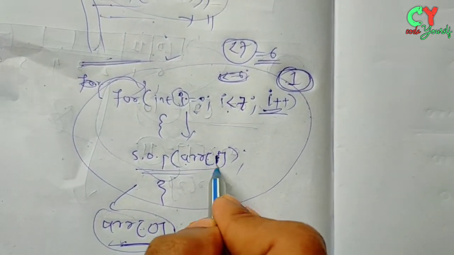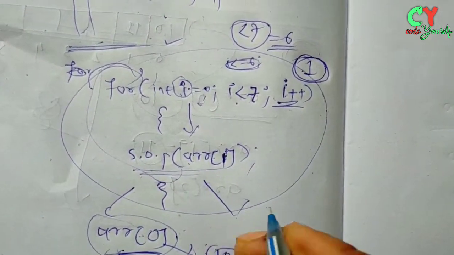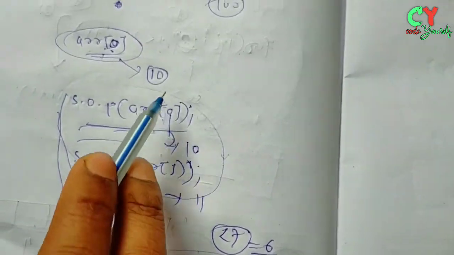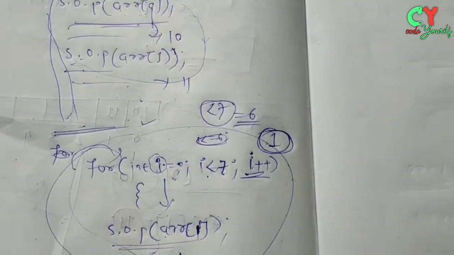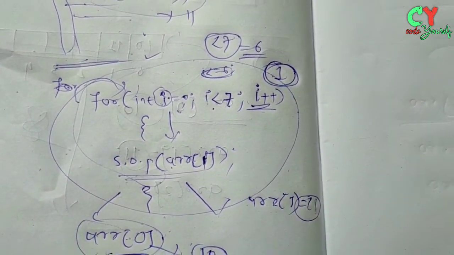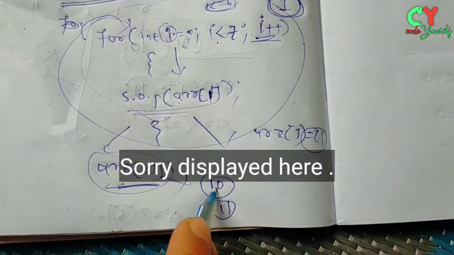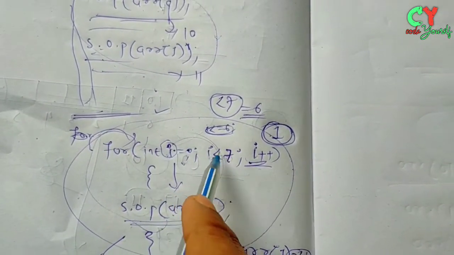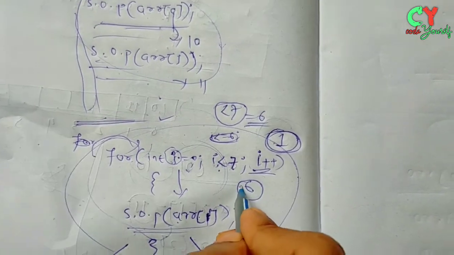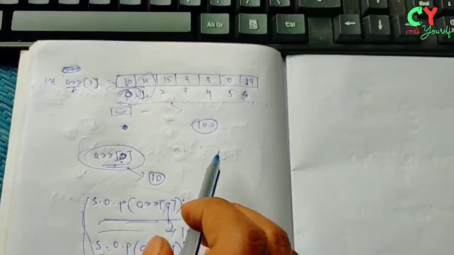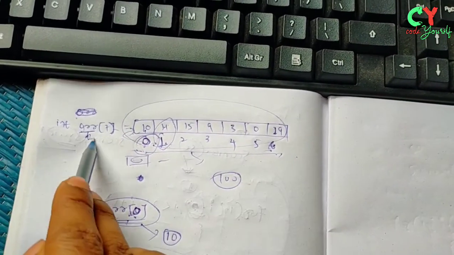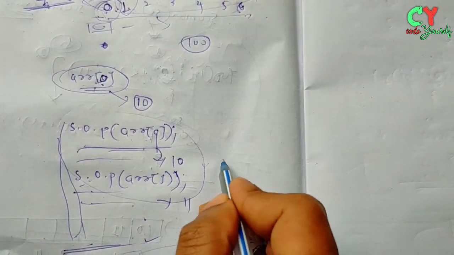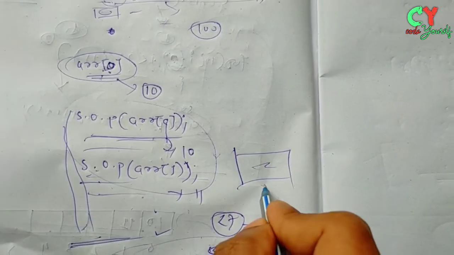Now here it becomes ARR of 1. I mean ARR of 1 is equal to what? 11. Like this, 11 will be stored here. By this it will go up to what? 6. The I will go up to 6 and print all the values inside this array. Understood? Now I am going to code this question for you.